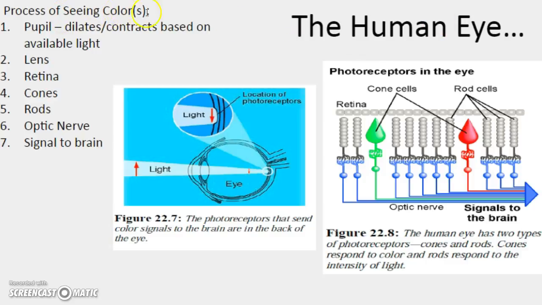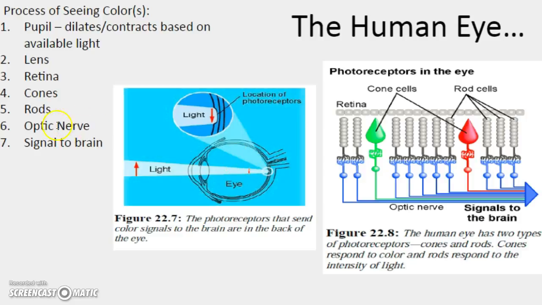Well, the process of seeing color, or pretty much your world, starts with the pupil. The pupil is what dilates and contracts based on available light. This is what lets light in. Then it refracts through the lens, which is a part of the opening of the eye, onto your retina. The retina is comprised of cones and rods. Cones allow you to indicate color. The photoreceptors in our eyes are red, green, and blue. The rods pick up light intensity, how much light is coming in.